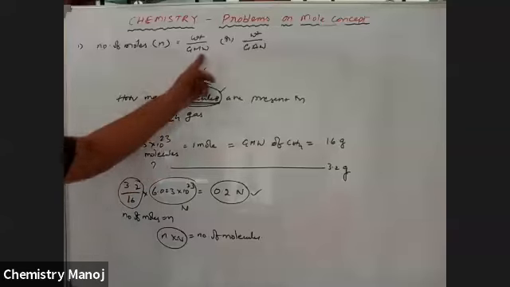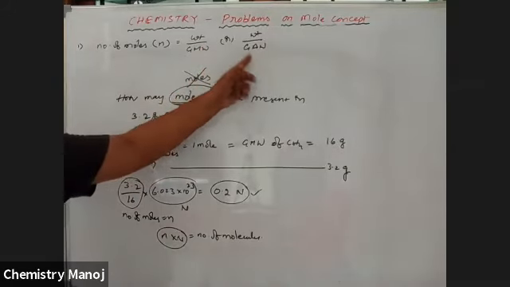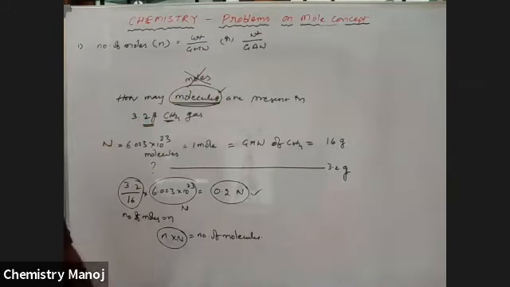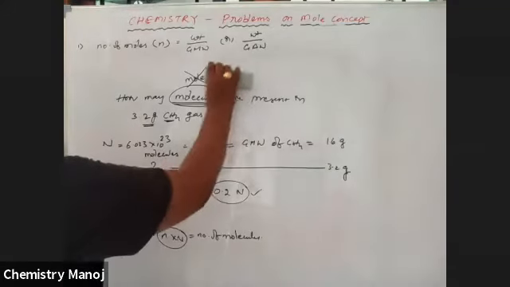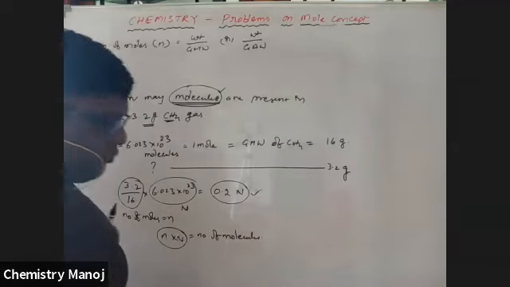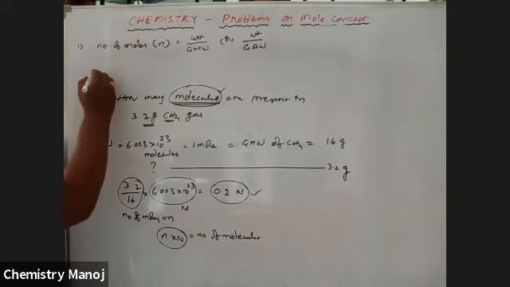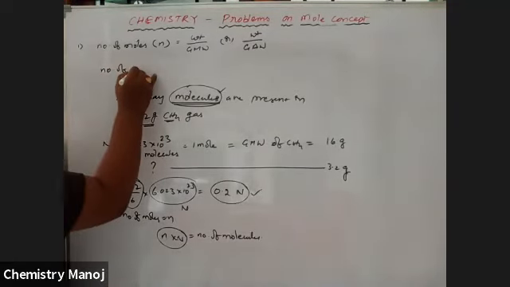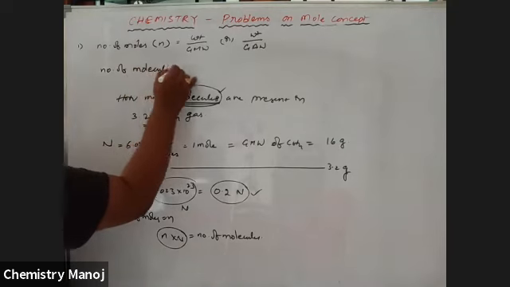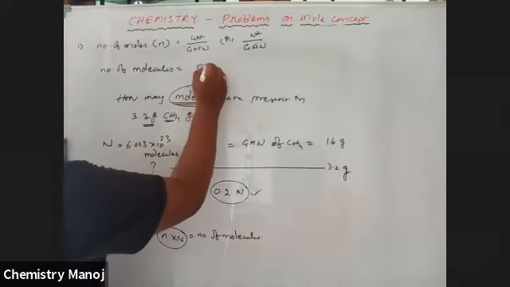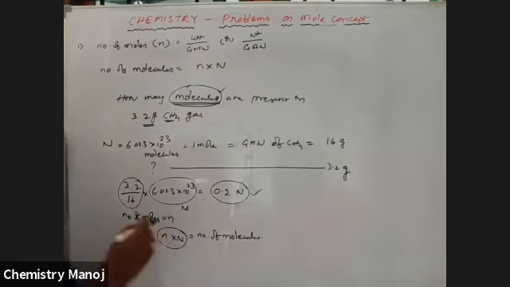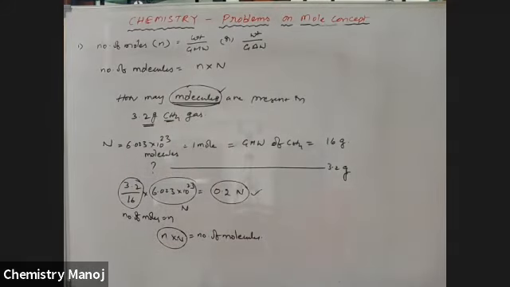Small n is calculated by using either of these two formulas. So that is why number of molecules is equal to small n into capital N. So once again I am going to write another formula here. Number of molecules is equal to small n into capital N.